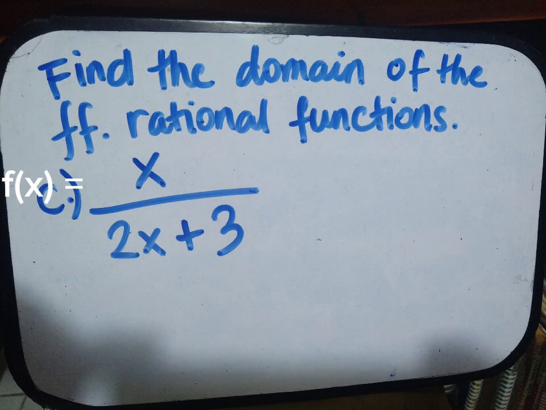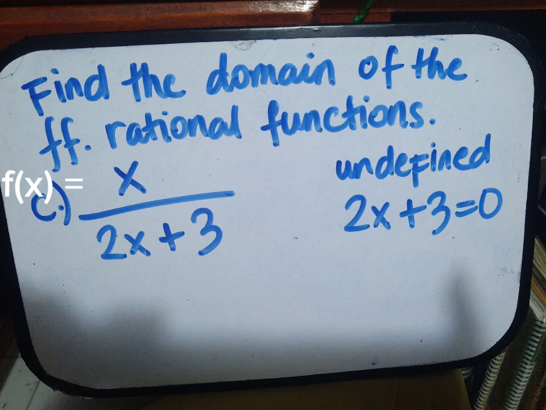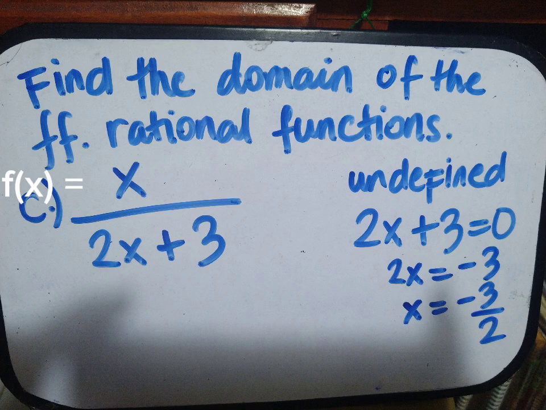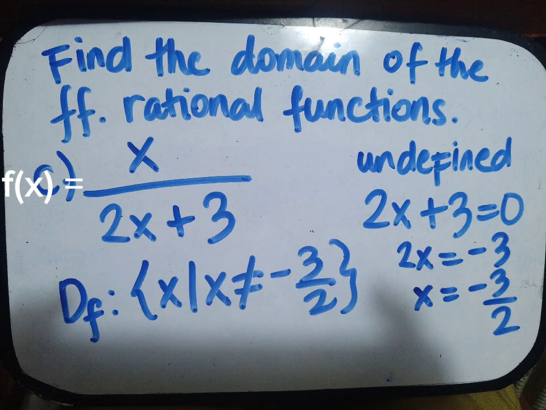Okay, let us now find the domain of this rational function. f of x is equal to x over 2x plus 3. So to find the undefined, equate 2x plus 3 is equal to 0. Then you subtract both sides of the equation by 3. Afterwards, you divide both sides of the equation by 2. So x is equal to negative 3 over 2. And so the domain is x such that x is not equal to negative 3 over 2.